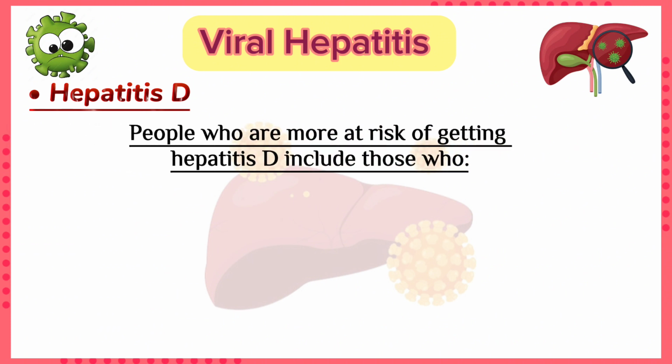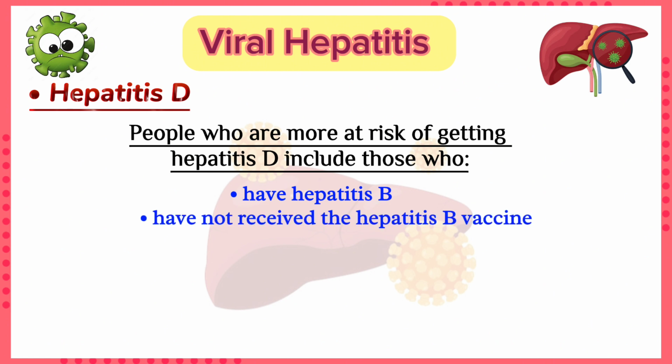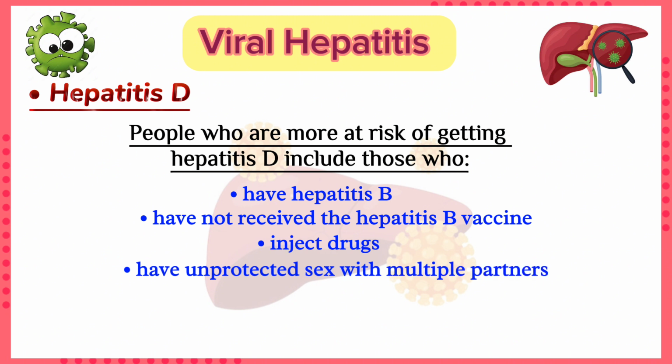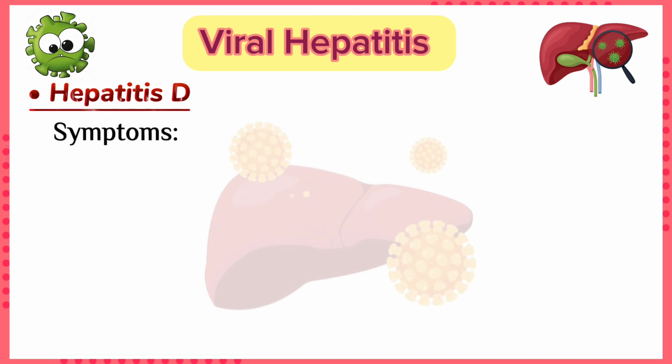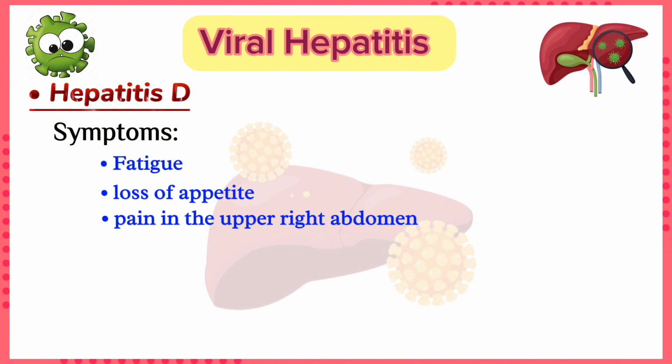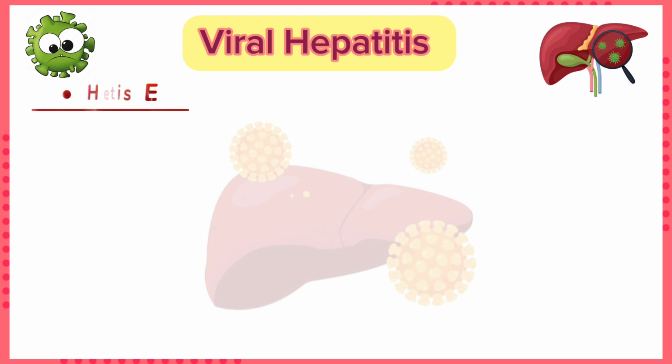People who are more at risk of getting hepatitis D include those who have hepatitis B, have not received the hepatitis B vaccine, inject drugs, have unprotected sex with multiple partners, and live in a part of the world where hepatitis D is more prevalent. People with acute hepatitis D may have the following symptoms: fatigue, loss of appetite, pain in the upper right abdomen over the liver, dark urine, lighter stools, nausea, vomiting, and jaundice.